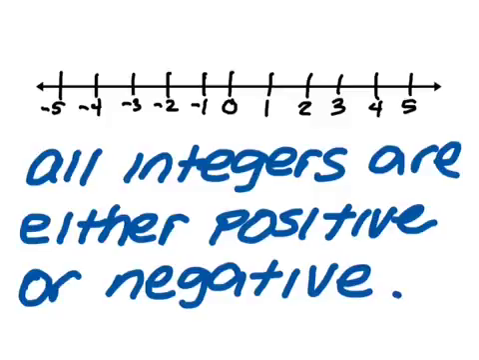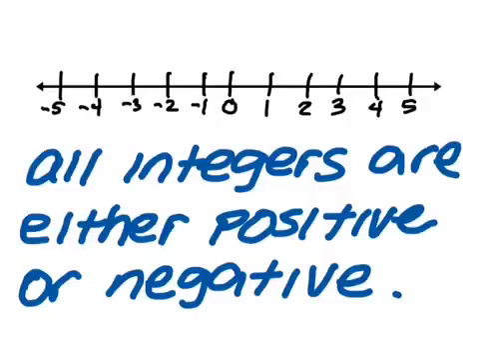Suppose you're presented with this statement: all integers are either positive or negative. What would your reaction be? Would you say, yeah, I say that's true? Or would you say, only on certain days, maybe only on days that end with Y? No, not Y. But anyway, look at the number line. All the integers are either positive or negative.